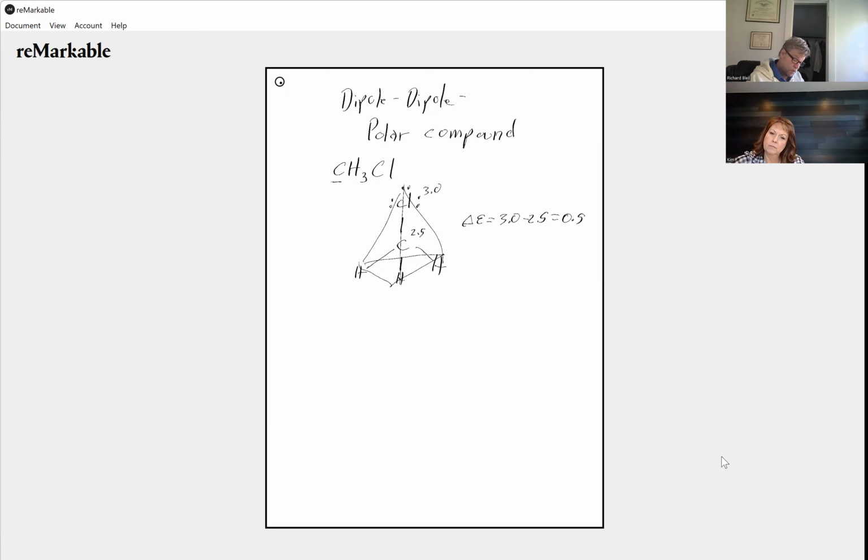So we have a dipole, a polar bond here. It is tetrahedral, which can be highly symmetrical, but we only have 1 chlorine and 3 hydrogens. Since we do not have 4 chlorines, those dipoles do not cancel out. So we have a polar compound with chlorine on one side. We're just going to lump the CH3 together like this. And here's our dipole.